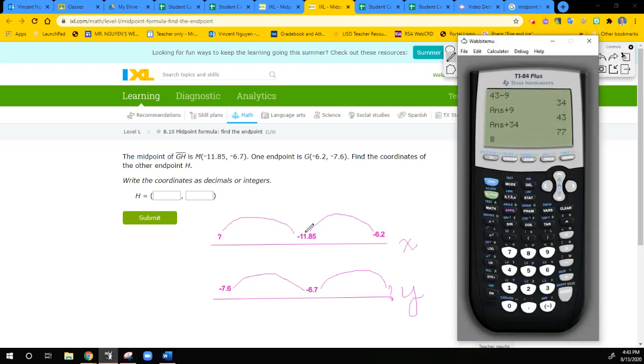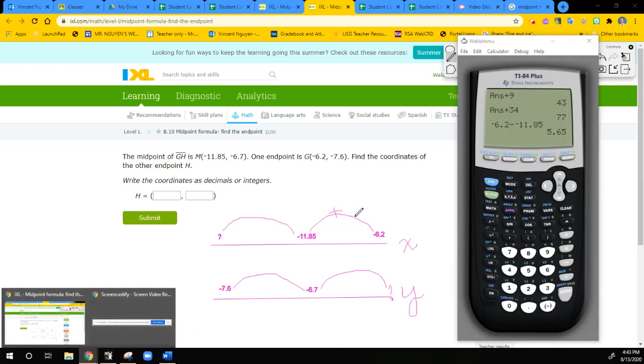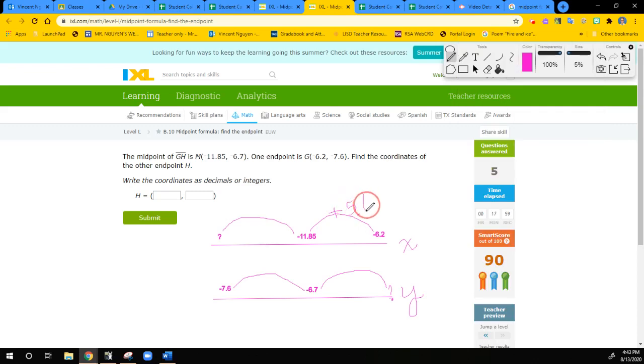Well, all you have to do is take this number and subtract that number. So negative 6.2, oops, negative 6.2 minus, remember minus, a negative 11.85. So from here to here, I'm adding what? 5.65. Okay, if I add 5.65 to this, I will get 6.2. Okay, now that means I have to add 5.65 to here as well. Whatever this number is, add 5.65 will give me negative 11.85.